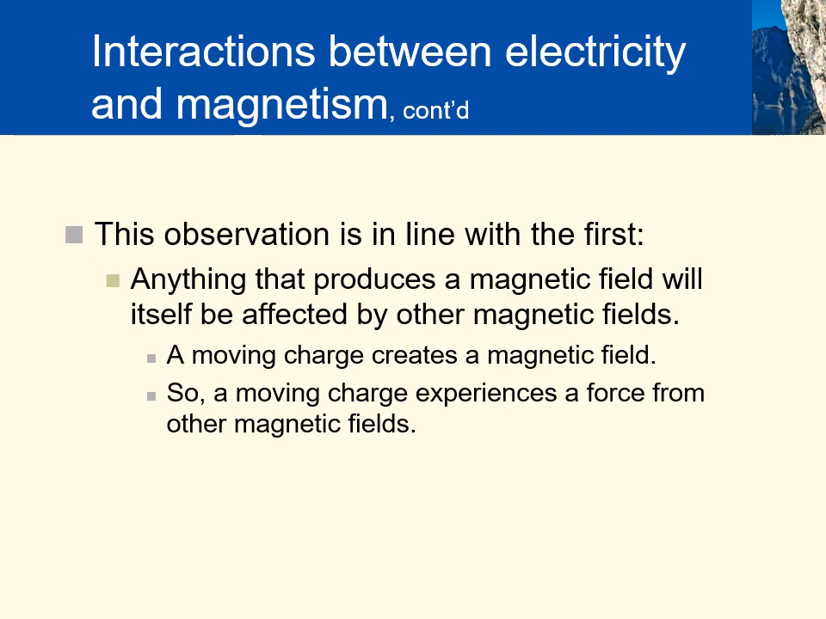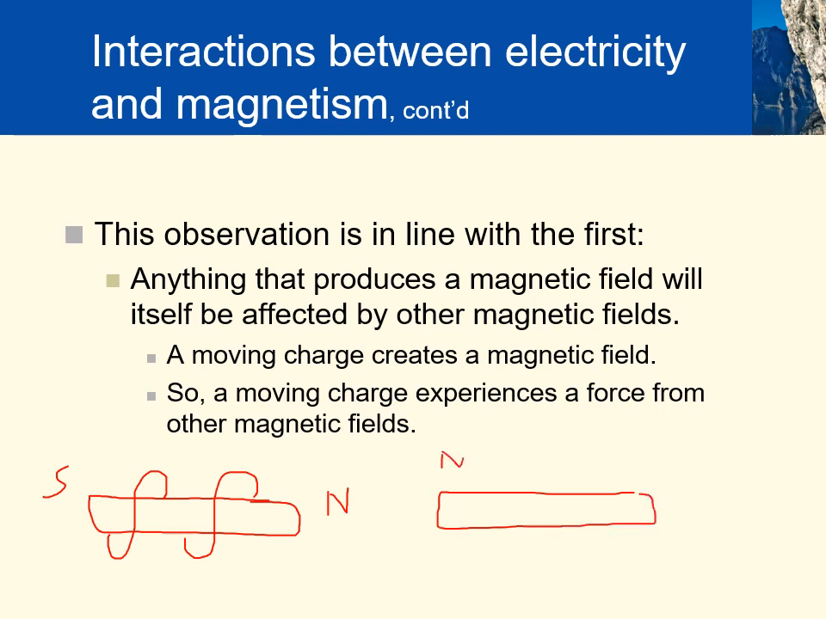The second observation is in line with the first one, which means that anything that produces a magnetic field will itself be affected by another magnetic field. Suppose we have this coil and there is a current passing through it, like this. This will produce a north pole here, and this is the south pole. If we place it inside another magnetic field like this, north, south, what happens? This coil will experience a repulsive force, or there will be a repulsive force between the two magnets.